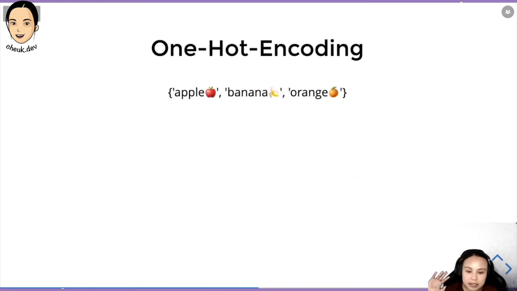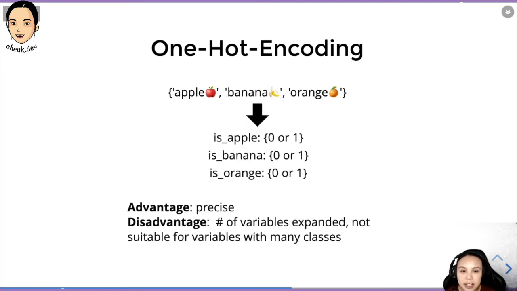I have three categories: apple, banana, and orange. What I can do to turn them into numbers is create three more variables. Is this an apple, 0 or 1? Is this a banana, 0 or 1? Is this an orange, 0 or 1? So if it's an apple, it will be 1 0 0. If it's a banana, it will be 0 1 0. If it's an orange, it's 0 0 1. So that's how you do it.